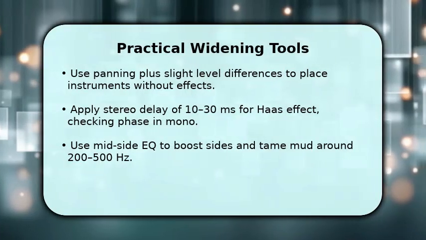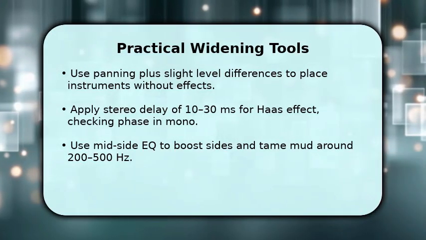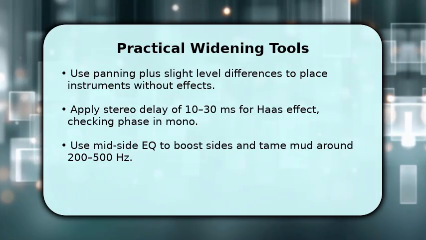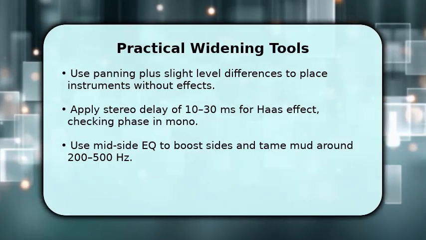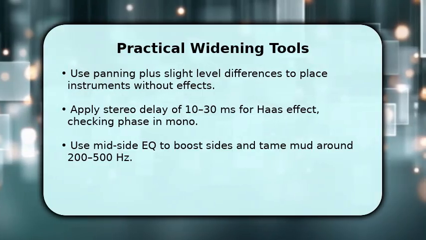Start with panning plus slight level differences to place instruments without relying on effects. Hard panning guitars with opposite EQ shapes creates clarity. Apply stereo delay of 10-30 ms for a Haas effect, but always check phase in mono because delays can cancel.